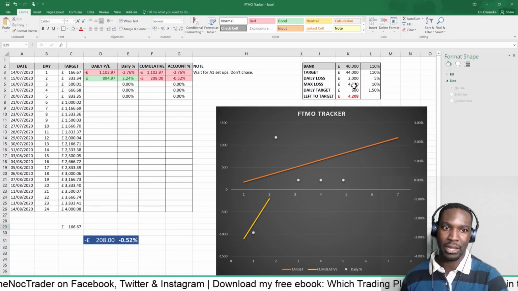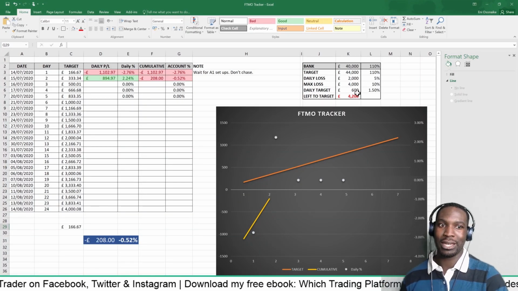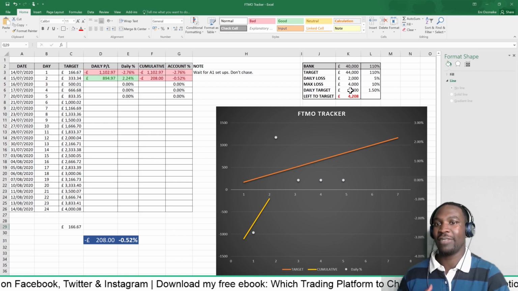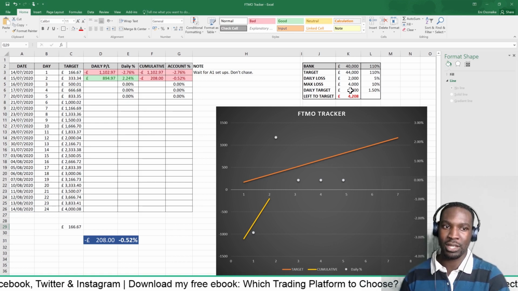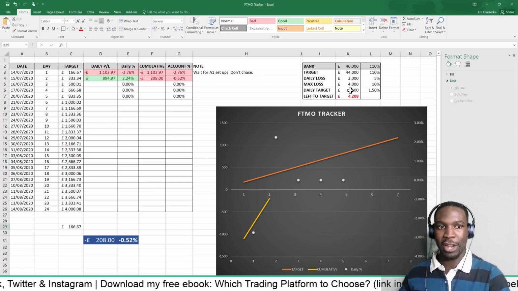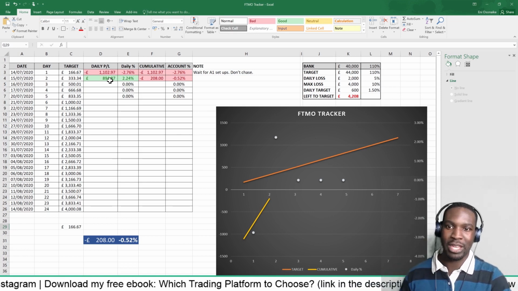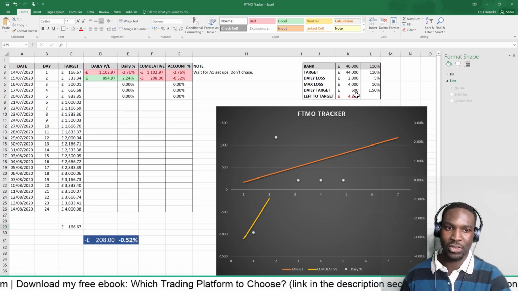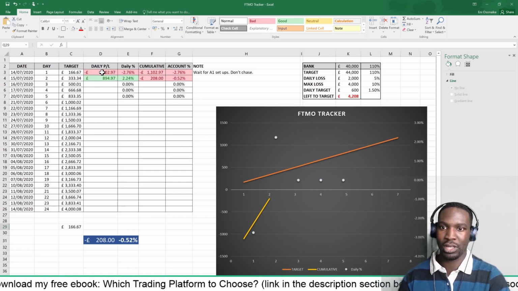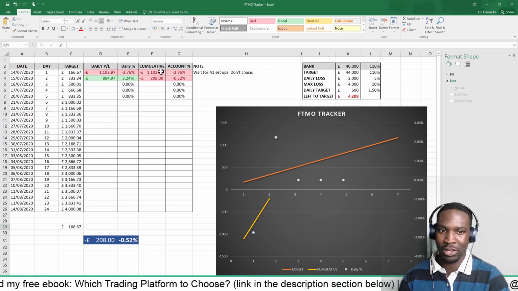Daily loss is 2K, max loss is 4K, and daily target is £600. I gave that my own daily target. I want to make 1.5% a day. That's quite aggressive, but easily doable. I made £800 today, well, nearly 900, so easily doable. Just need to cut out the crap and not make losses like that.